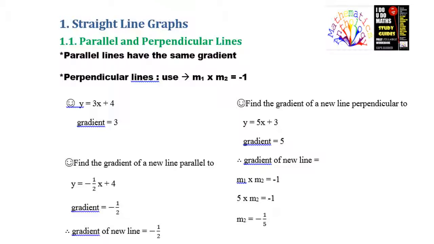So we're given our first one here, y is equal to 3x plus 4. The gradient there we know from y is equal to mx plus c. Your m is your gradient, which makes your gradient equal to 3 there.